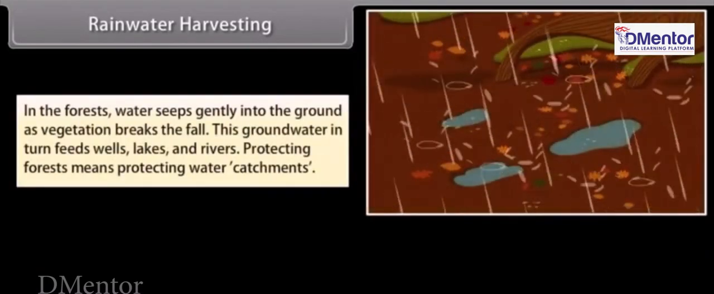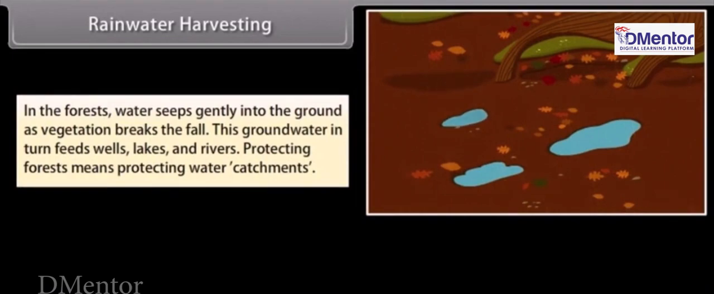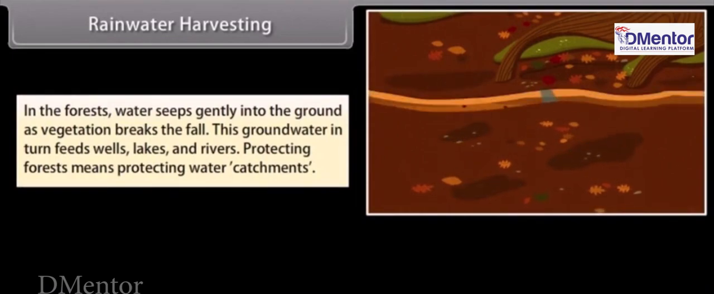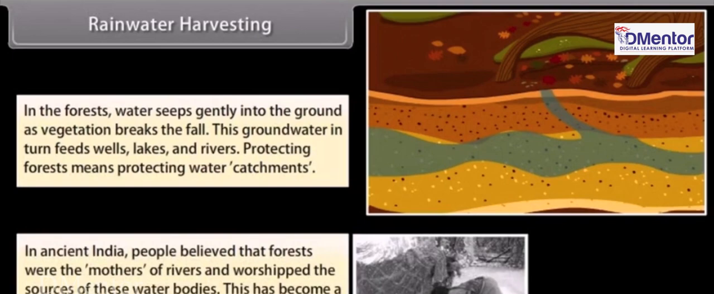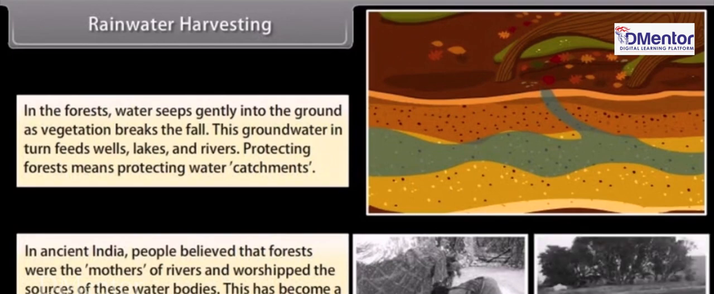In the forests, water seeps gently into the ground as vegetation breaks the fall. This groundwater in turn feeds wells, lakes and rivers. Protecting forests means protecting water catchments. In ancient India, people believed that forests were the mothers of rivers and worshipped the sources of these water bodies. This has become a very popular method of conserving water, especially in the urban areas.